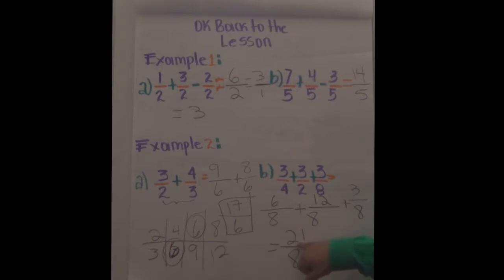Can I divide by 3? No. Can I divide by 4? No. Can I divide by 5? No. 6? No. 7? No. 8? Yes. I reached 8 already. So basically, this is the simplest form of that fraction. I cannot reduce any more. And that's it. So let us see what else do we have.